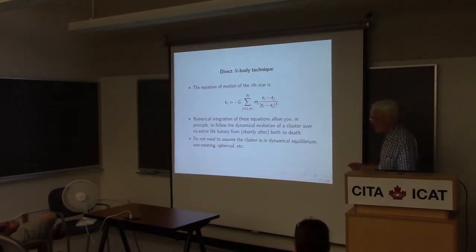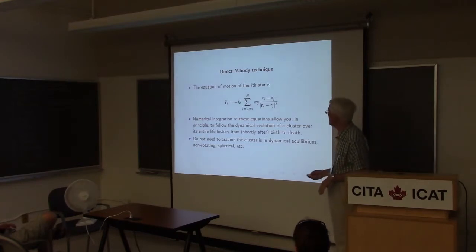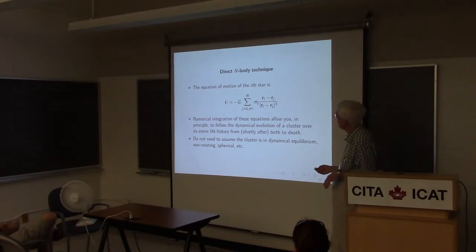Now, numerical integration of these equations in principle allows you to follow the entire dynamical evolution of a star cluster over its life and history. I say from shortly after birth, assuming the gas is somehow no longer there, right to its death when it's dissolved into the galactic field. And the various disadvantages of the Monte Carlo code, which I mentioned, just don't attach to this problem at all. You don't need to assume dynamic equilibrium, which I didn't mention, but that does underlie the Monte Carlo code. You don't need to assume that it's non-rotating. You don't need to assume that it's spherical. You do the tidal escape just right, as right as anybody knows how to do it. It doesn't mean that this scheme is entirely assumption-free, and we'll come on to that later, but it's the closest one can do to a faithful model.